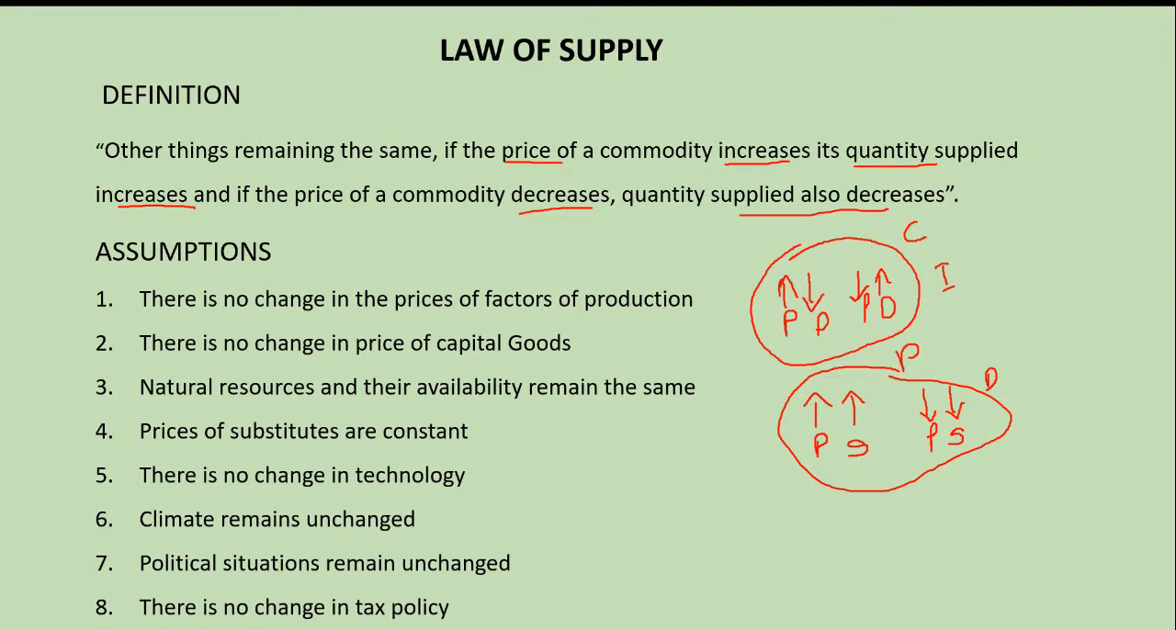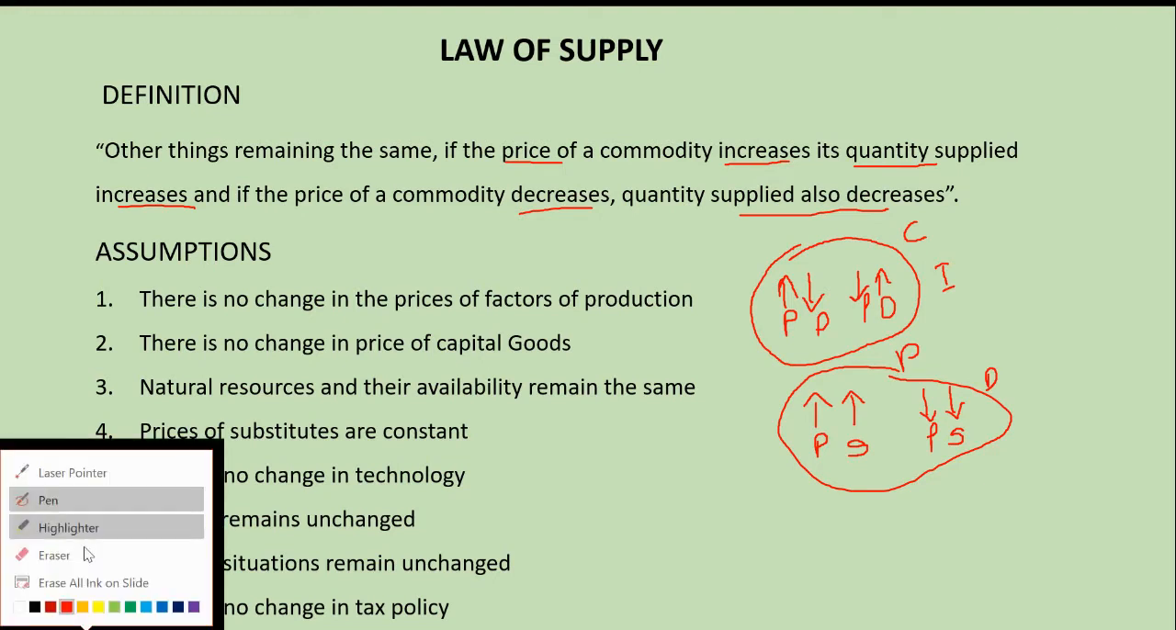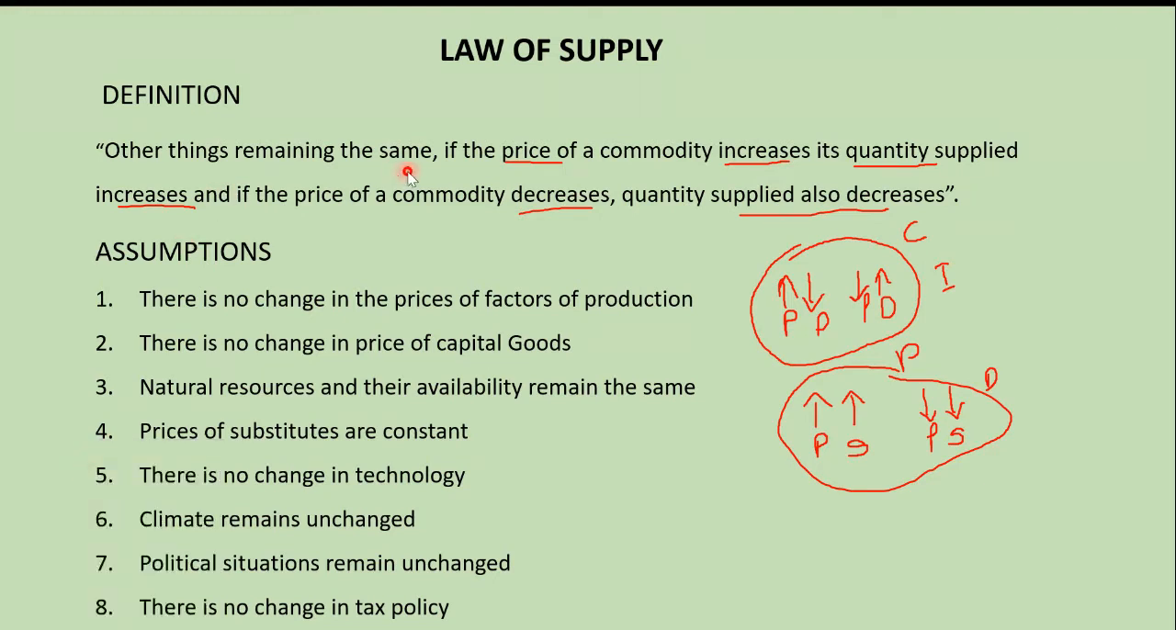So let us go to the law of supply again. Other things remaining the same, if the price of the commodity increases, its quantity supplied increases. And if the price of the commodity decreases, the quantity supplied also decreases. So what are the assumptions? I have told you several times, every law in economics is based on assumptions. So what are the assumptions here?